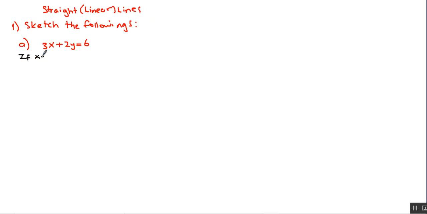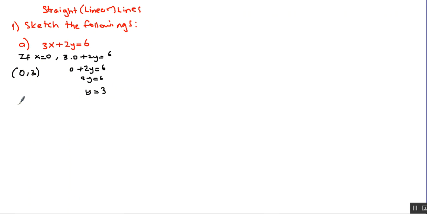If x is equal to 0, instead of x, if I substitute 0, 3 times 0 plus 2y is equal to 6. That makes 0. So 0 plus 2y is equal to 6. 2y is equal to 6, and y will be equal to 3. As soon as you get the value of a variable, then we write the point. X is 0 and y is equal to 3.